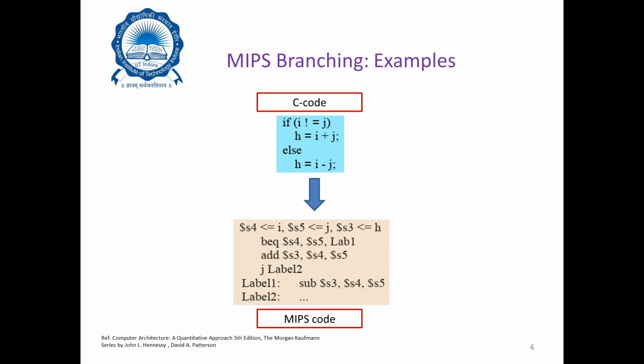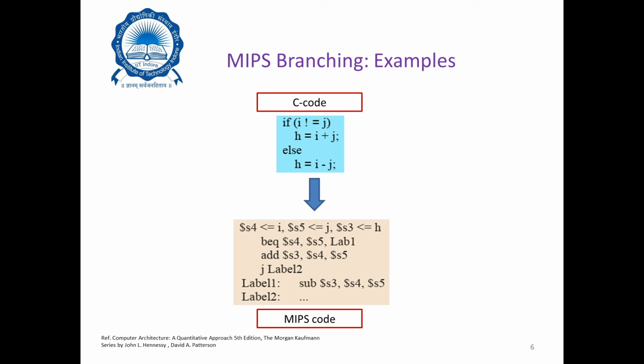In label number 1, what do we have? We have sub $s3, $s4, $s5. That means we are subtracting $s5 from $s4, and then we are storing the value in $s3. So here $s3 is associated with h, $s4 is associated with i, and $s5 is associated with j, right? So this happens when the condition is equal.